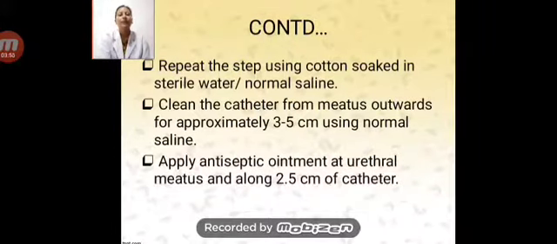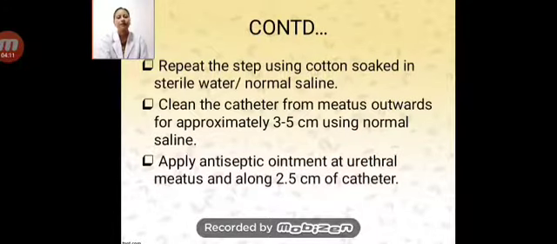Then we have to repeat the step using cotton soaked in sterile water or normal saline. Either it can be done only with betadine solution or you can also do it only with normal saline. We have to clean the catheter from the meatus outwards for approximately 2 to 5 cm using normal saline. Then we have to apply an antiseptic ointment at the urethral meatus and along 2.5 cm of the catheter.